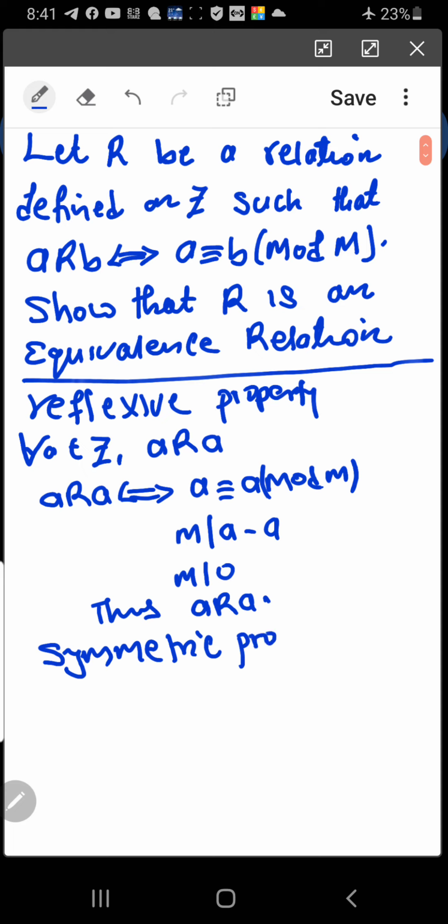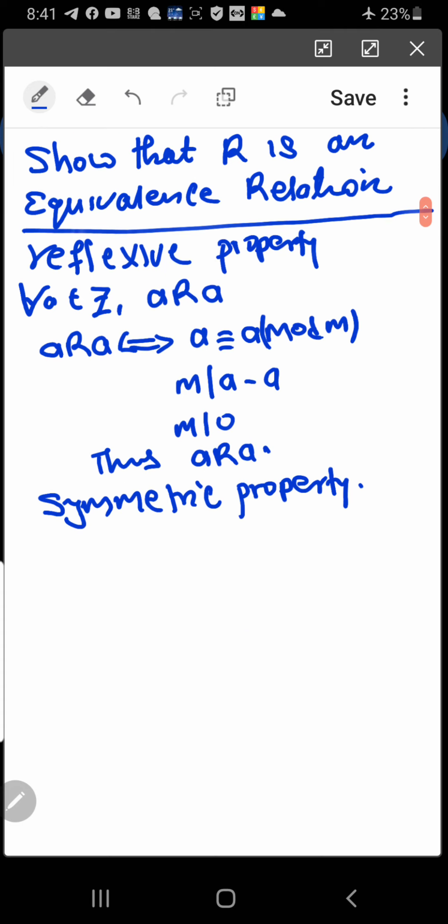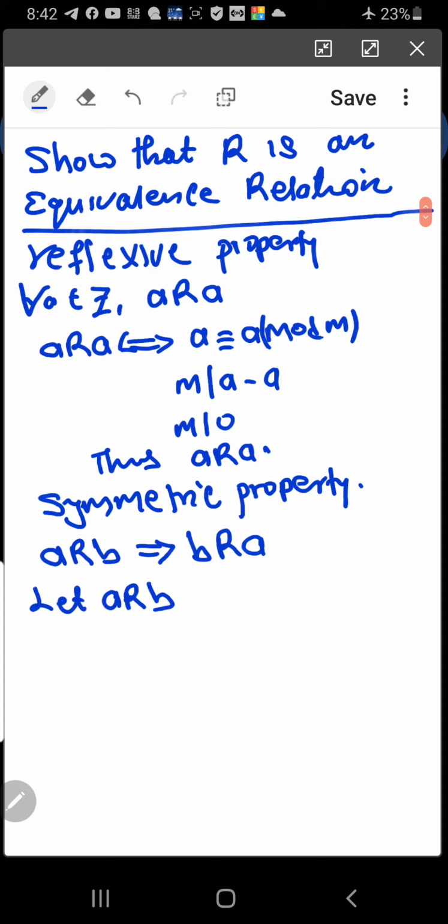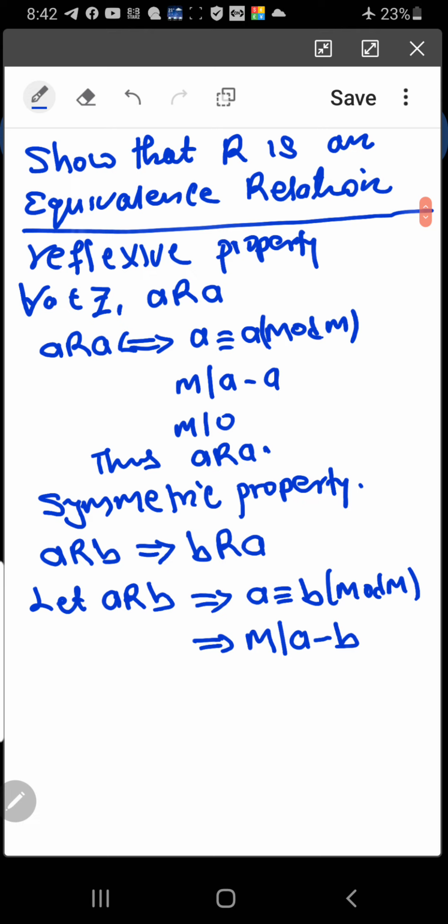Symmetric property. A relation R is symmetric on a set if A relates B means that B relates A. So let A relate B. A relating B means A is congruent to B mod M. This means M divides A minus B. If M divides A minus B, it means that A minus B is equal to K times M for some K in the set of integers.